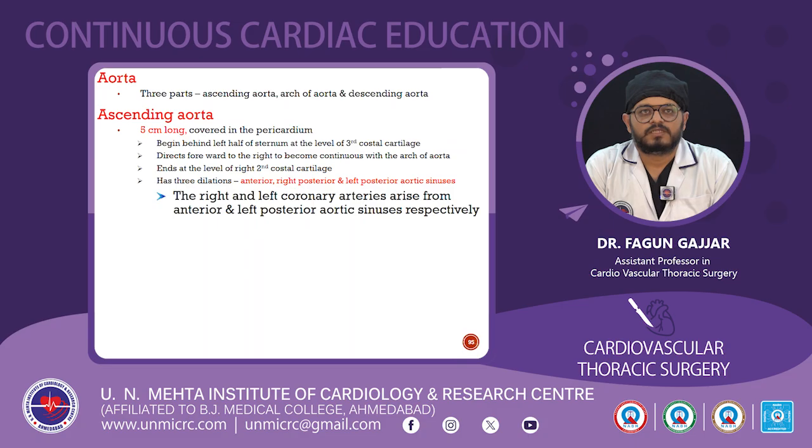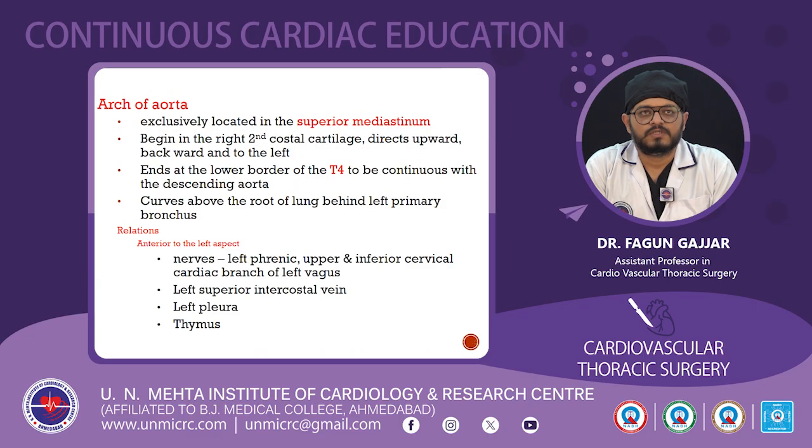Regarding the aorta, it has 3 parts: the ascending aorta, arch of aorta, and the descending aorta. The ascending aorta is 5 cm long. It is covered in the pericardium. It begins behind the left half of the sternum at the level of third costal cartilage. It directs forward to the right to become continuous with the arch of aorta and ends at the level of right second costal cartilage. It has 3 dilatations: anterior, right posterior, and the left posterior aortic sinuses. The right and left coronary arteries arise from the anterior and left posterior aortic sinuses respectively.